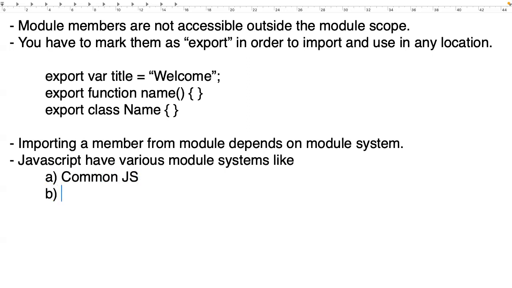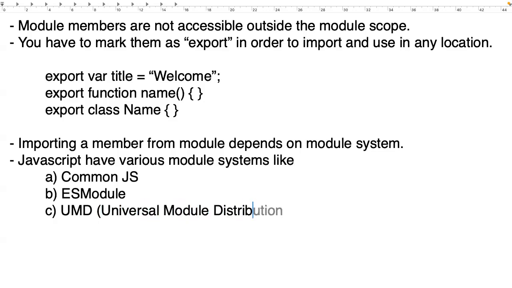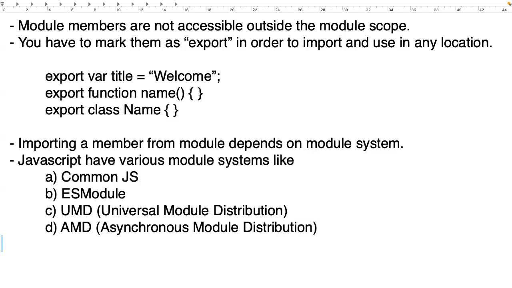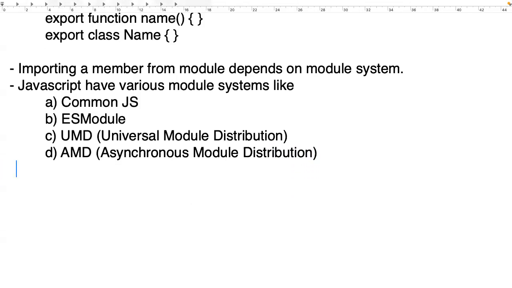we have ES module, we have UMD, universal module distribution. We have AMD, asynchronous module distribution. These are all different module systems. I already told you that different technologies use different module systems. In React, you saw it is using UMD, right?